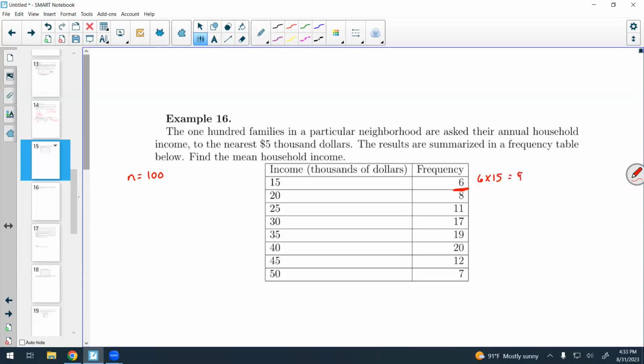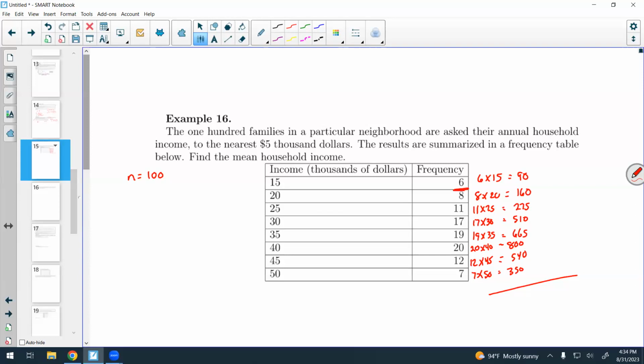6 times 15 equals what, 90? Do the same thing here. 8 times 20 equals 160. 11 times 25, what's that, $2.75 for 11 quarters? 17 times 30, I think that's 510. 19 times 35, well, 20 times 35 is 700 minus 35, 665. 20 times 40 is 800. 12 times 45 is what? 450 plus 90 or 540. 7 times 50 is 350.